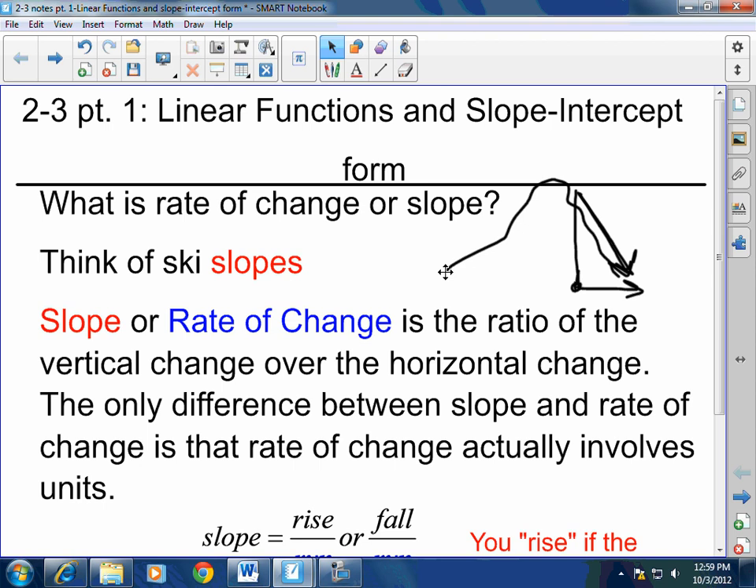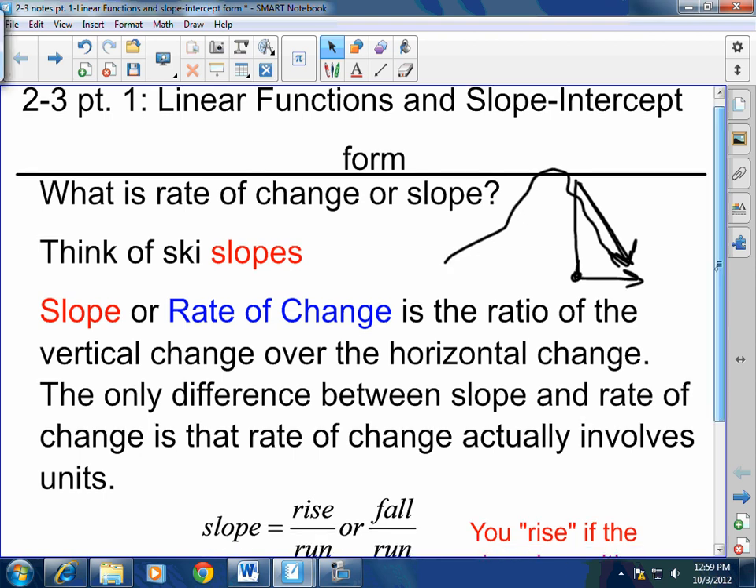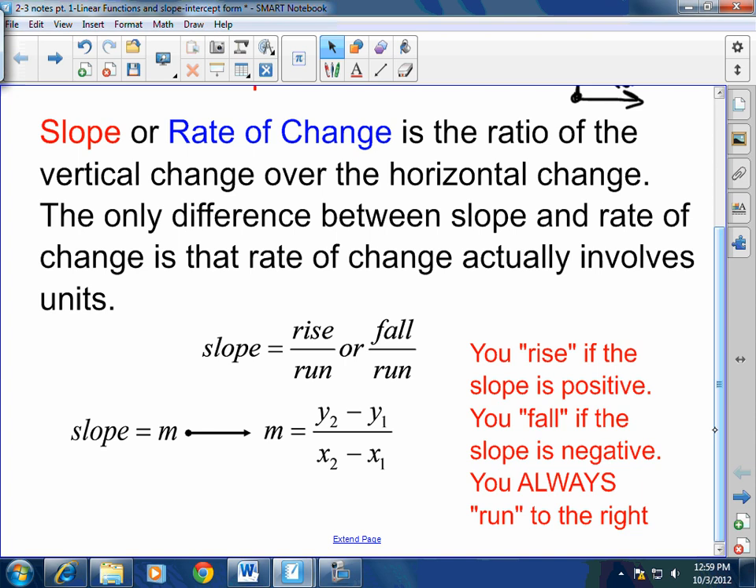Okay? Does that make sense? Okay, that the rate of change only involves units. The slope does not. Now, slope or rate of change is the same formula, okay? Slope equals rise over run or fall over run.